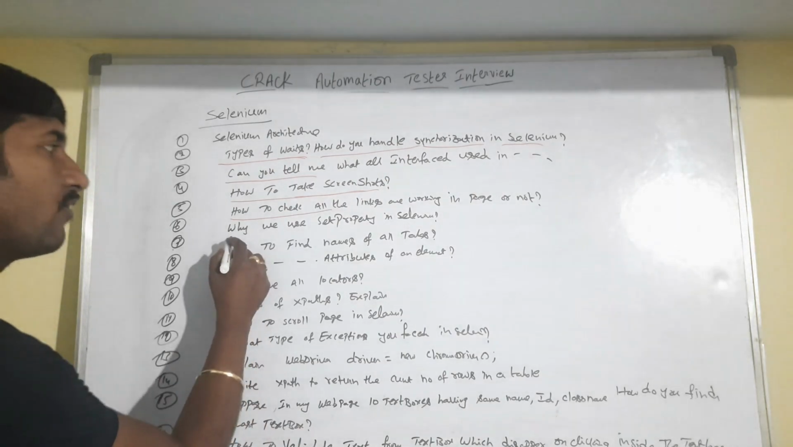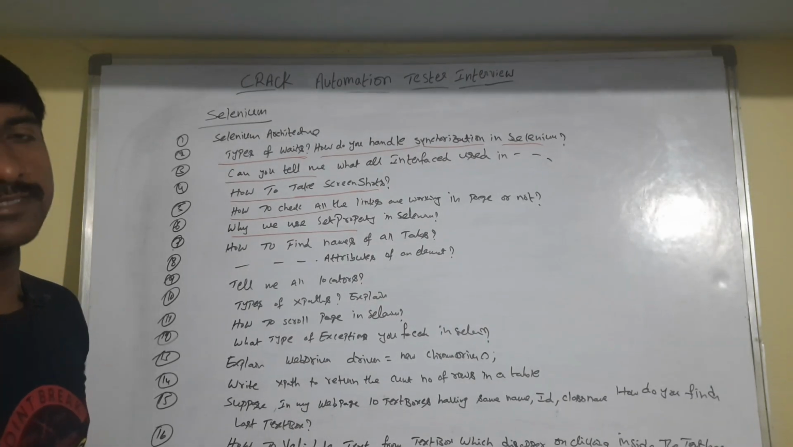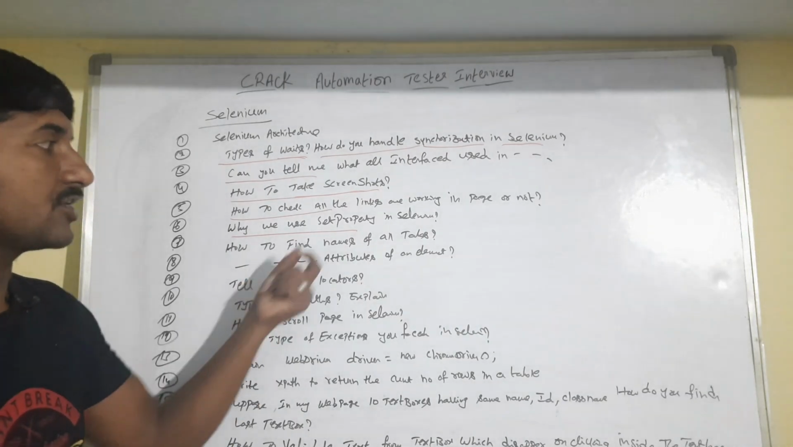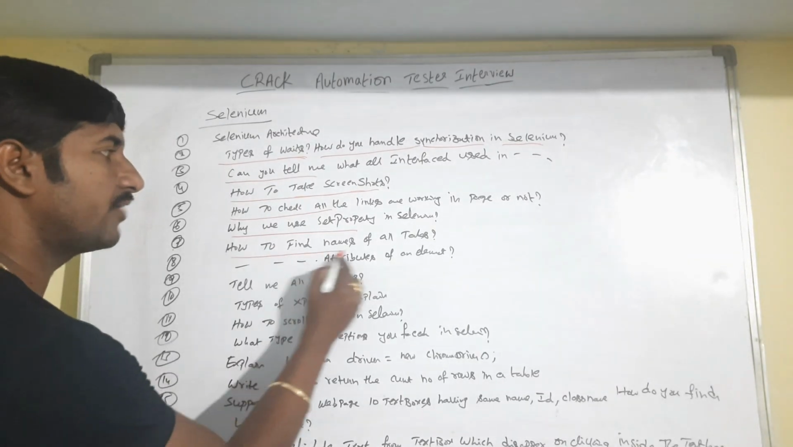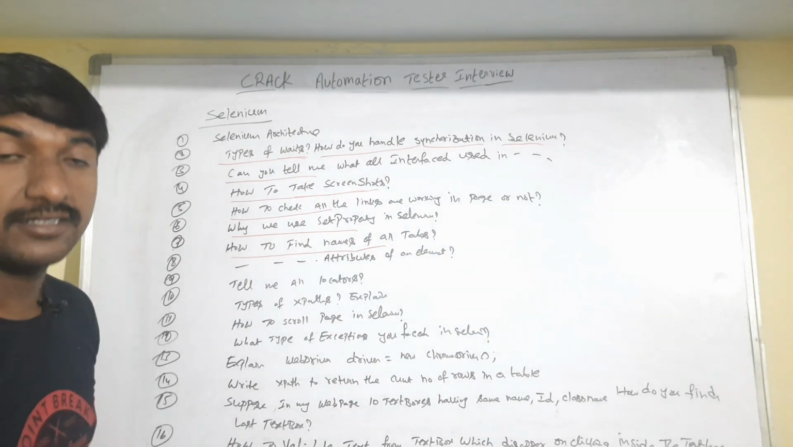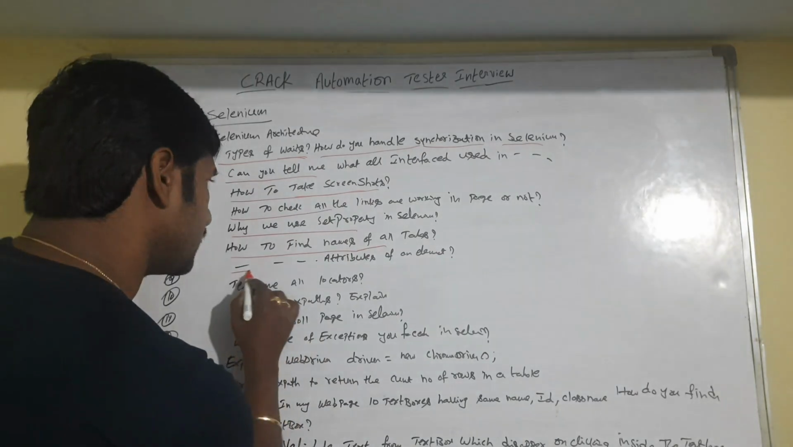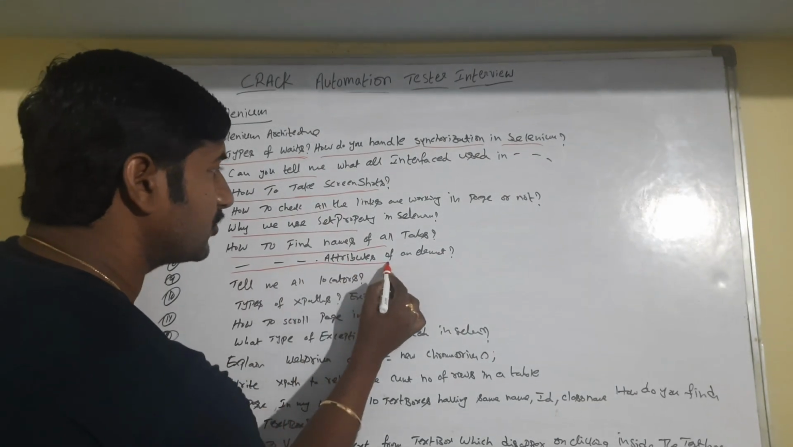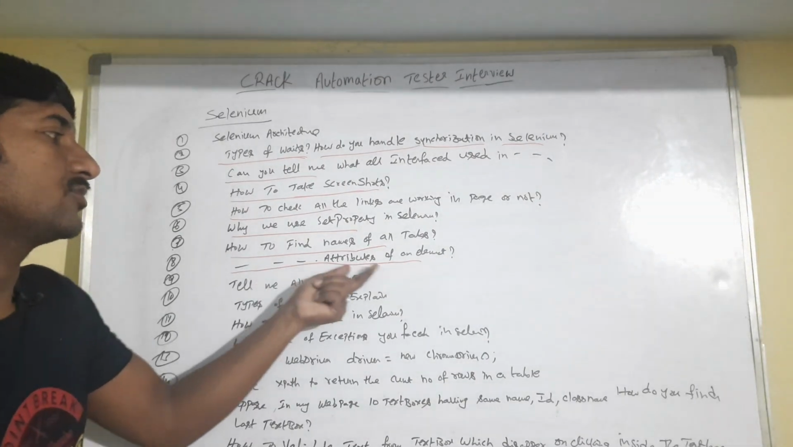Okay, and why do we use set property in Selenium? Where and in which scenario are we using set property in Selenium? Okay, and the next question is, how to find the names of all the tabs? Okay, and also the same kind of question, how to find attributes of an element?